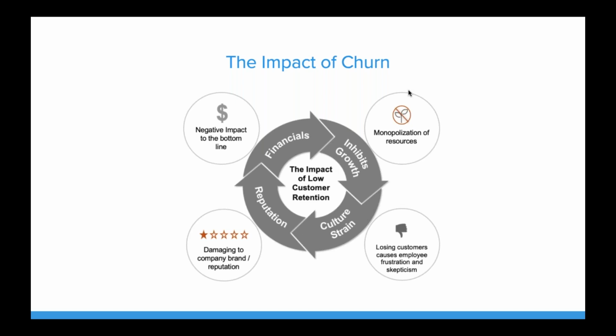And then finally, of course, our reputation. The more customers we lose, the more negative feedback there is out in the market. So it's actually going to make it more difficult for us to continue to grow because these customers who have had a poor experience are damaging our reputation. We're really damaging our own reputation by not serving them well.